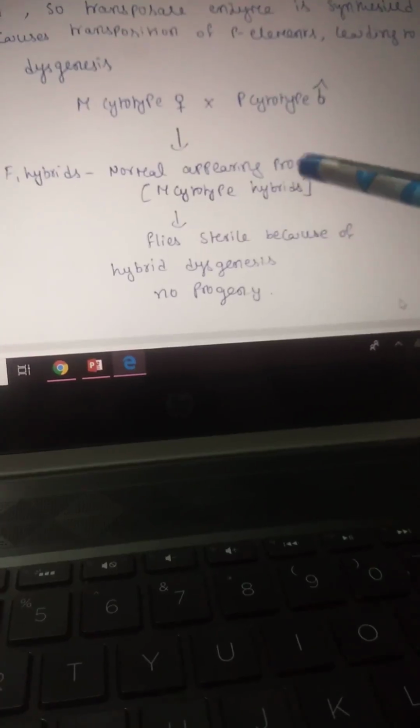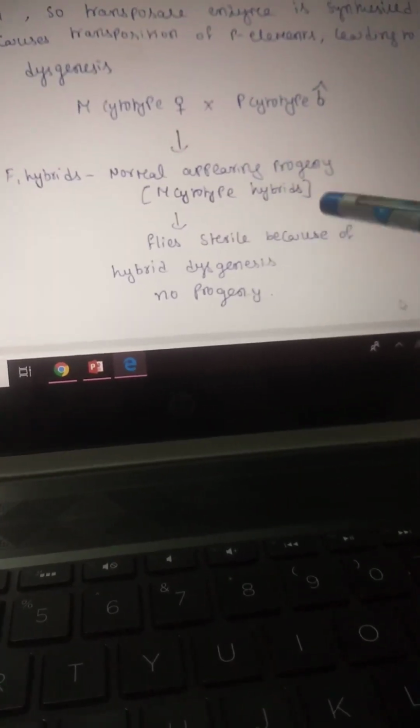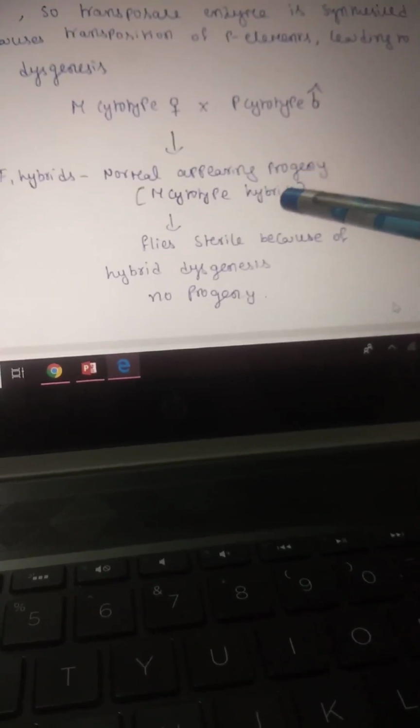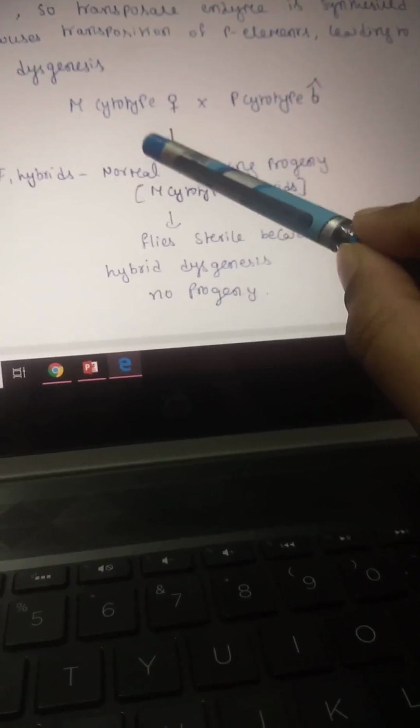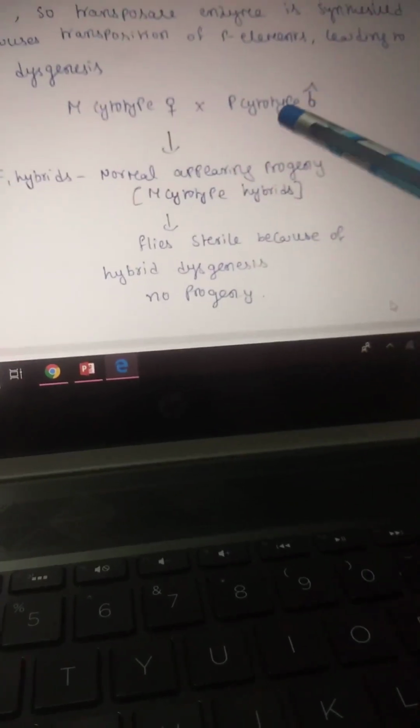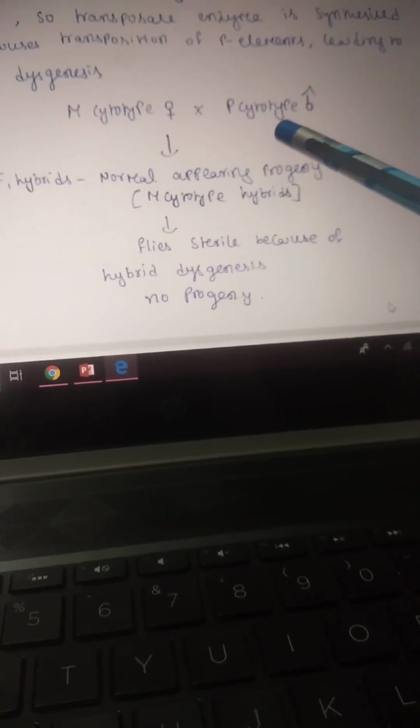Whenever P element is moving, it causes hybrid dysgenesis. This movement is observed, or hybrid dysgenesis affects only the germline cells. That's why here we can see the flies are sterile because of hybrid dysgenesis and there is no progeny. So remember, M cytotype is not having P elements and repressor protein. P cytotype is having P element as well as repressor protein.